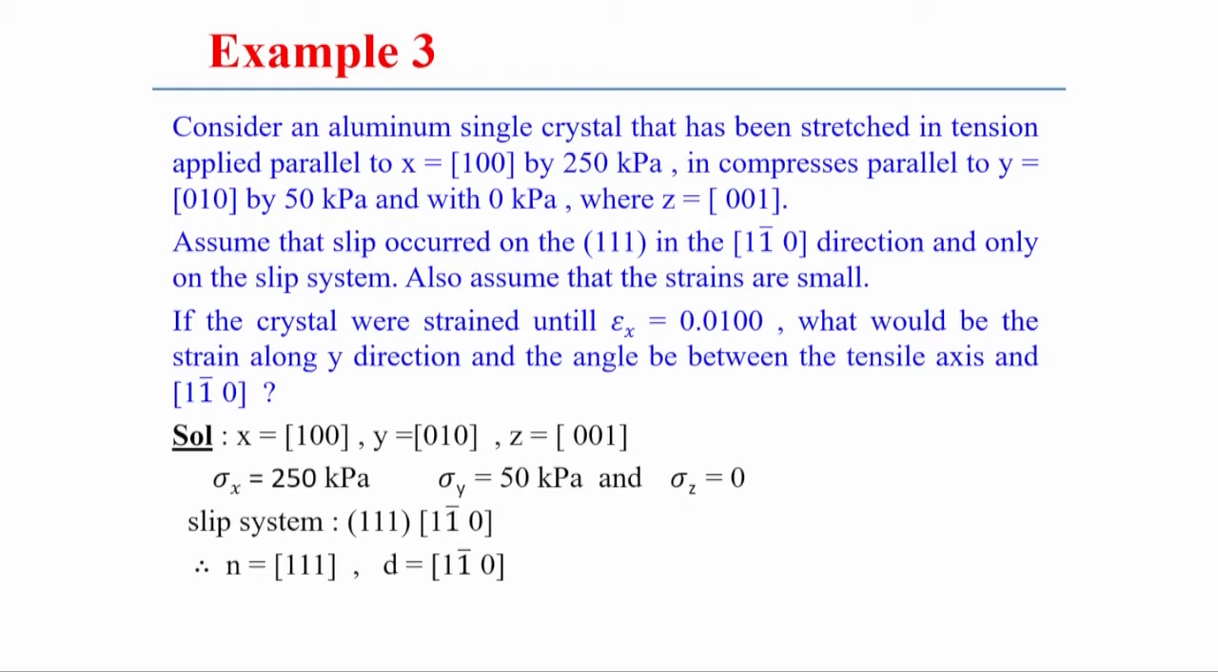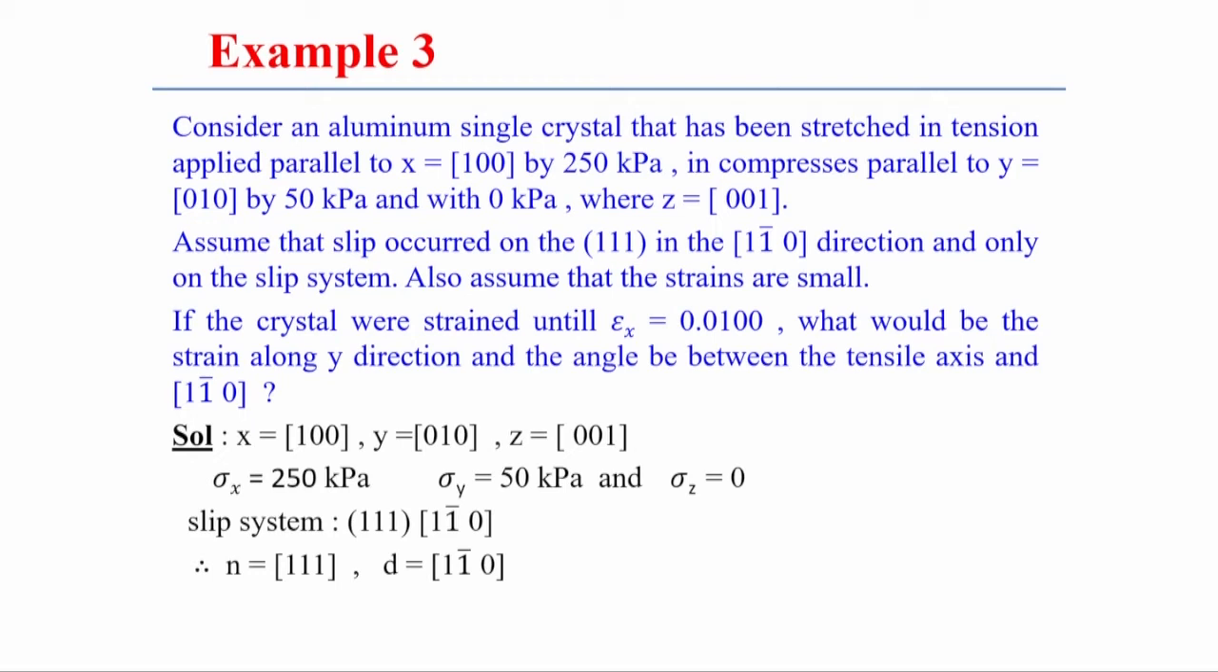Now assume that slip occurred on the 111 plane in the 1-1-0 direction, and only on that slip system. Also assume that the strains are very small, so basically it is a small strain problem. If the crystal were strained until some specified normal strain along the x direction is 0.01, then what would be the strain along the y direction and the angle between the tensile axis and the 1-1-0 direction?